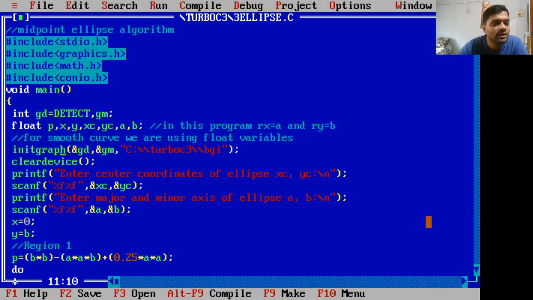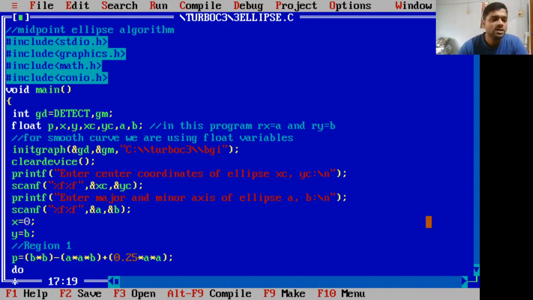Then initgraph with &gd and &gm and the physical address of the graphics drivers of this Turbo C package, that is C:\Turbo C3\BGI. Clear device, and asking the user to enter the center coordinates of the ellipse and storing them in xc, yc, and then asking the user to also enter the major and minor axis of the ellipse and storing them in a and b respectively.